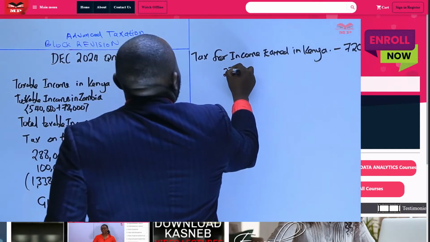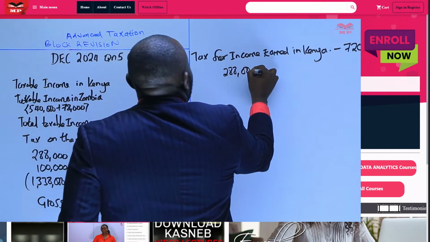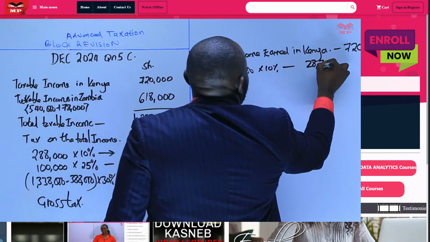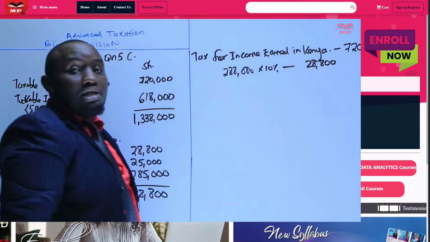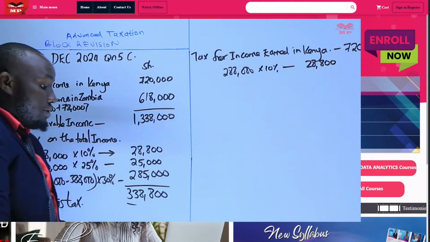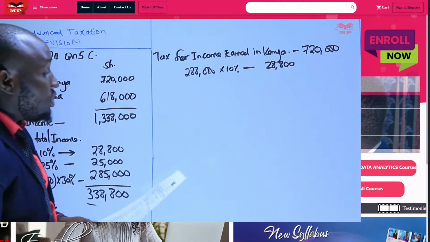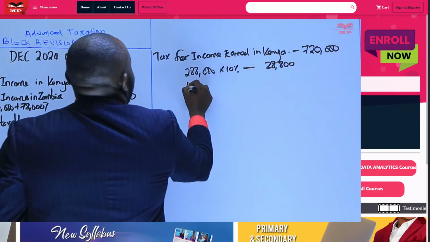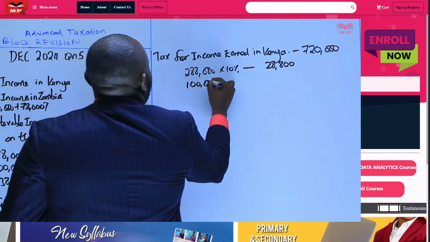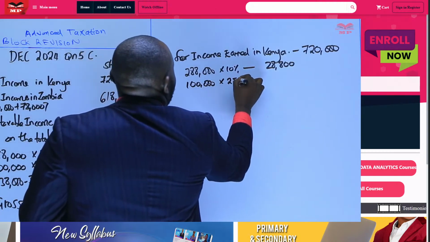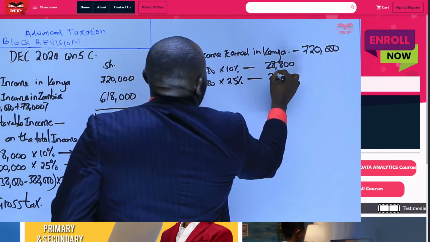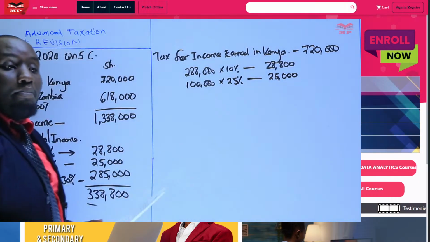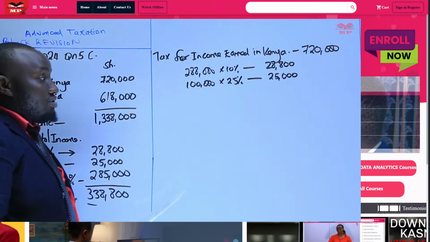So we know that the first 288, we tax at 10%. That gives us a figure of 28,800. Then you're being told that between 288 to 388, that should be 25%. So that difference should be 100,000. So 100,000 we multiply by 25%. That should basically be a figure of 25,000.